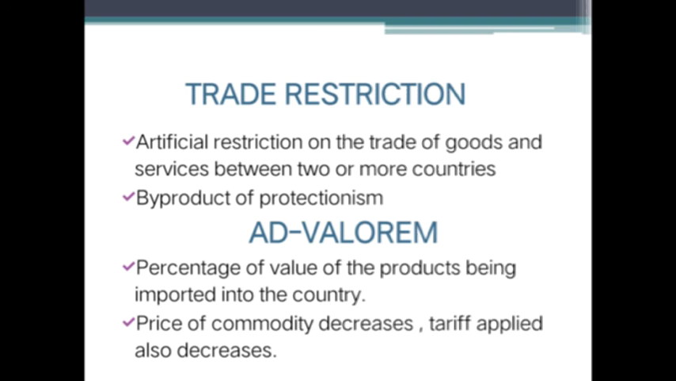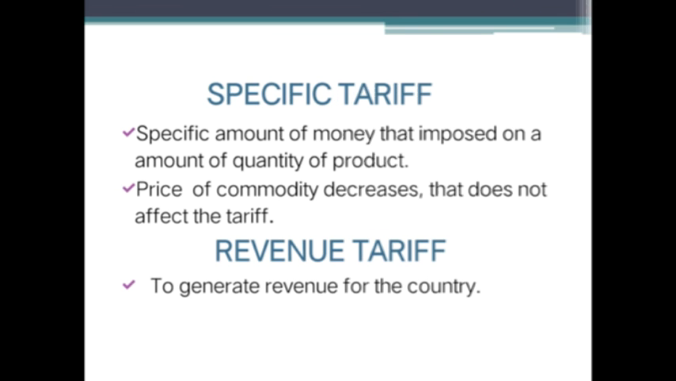Byproduct: protectionism. Then ad valorem, a percentage of the value of the product being imported into the country from another country. When the price of the commodity decreases, the tariff applied also decreases. Next, moving to the specific tariff and revenue tariff. First one, specific tariff. A specific amount of money is imposed on a specific quantity of product. If the price of the commodity decreases, that does not affect the tariff. No change in the tariff.